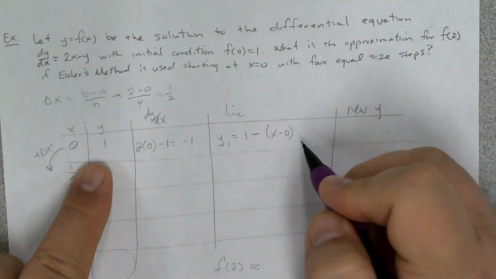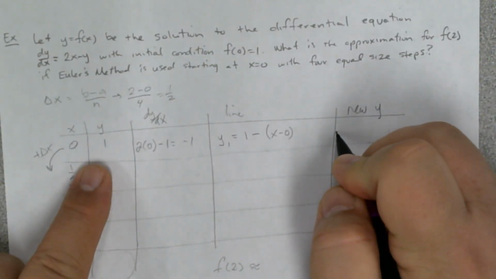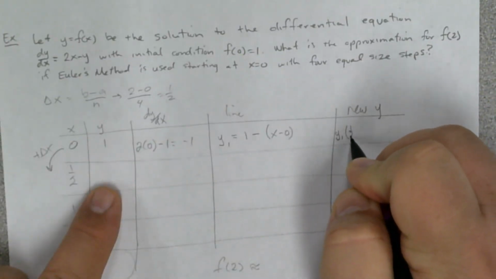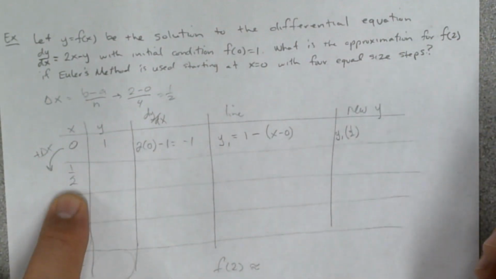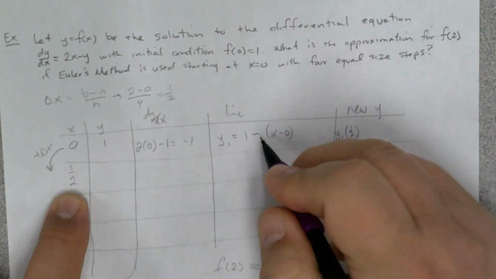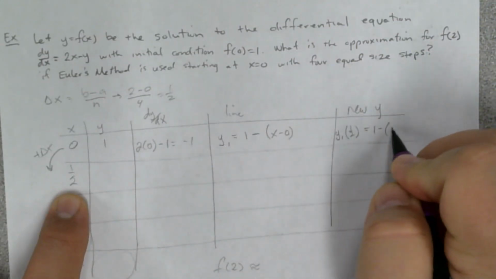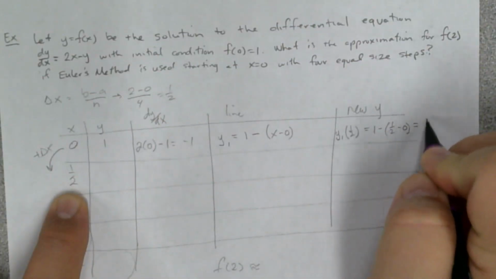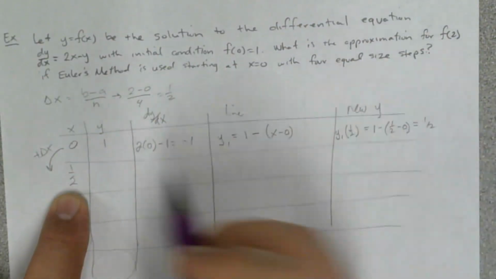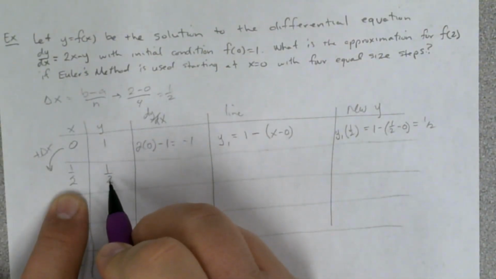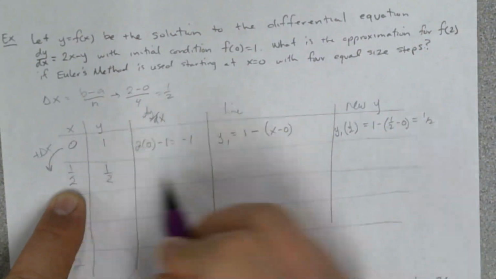And then what we're going to do now to get a new y is we're going to take this y value, this equation, and we're going to plug in 1/2, the new x. So we plug that number into this line we just created, and we get a new y from that. And we get 1/2, and so that number now goes here. So this is your new y point. And we just repeat this process.